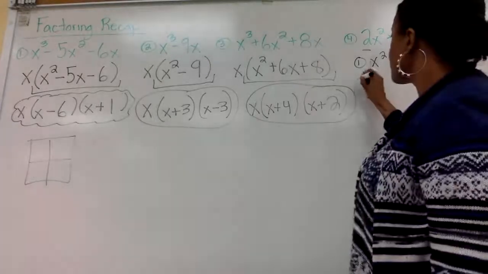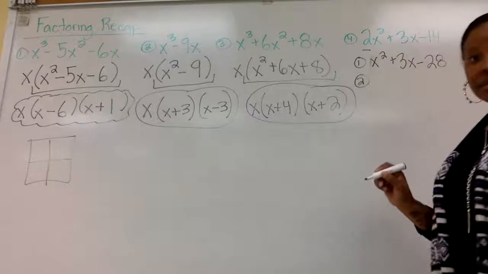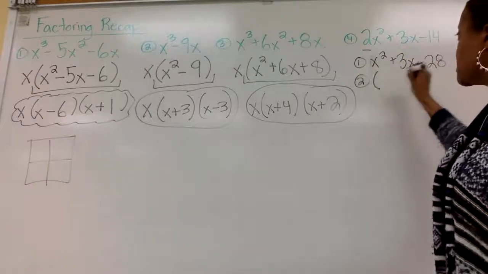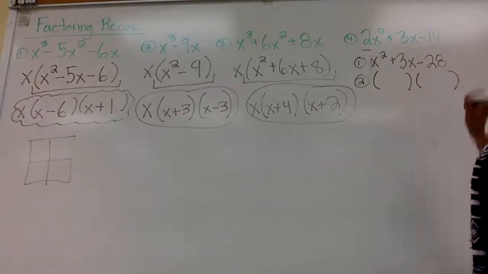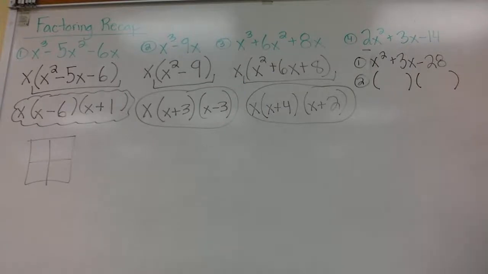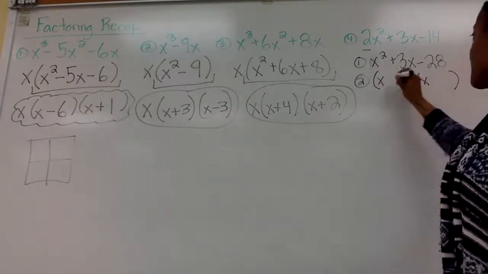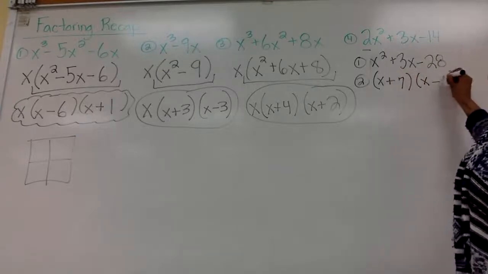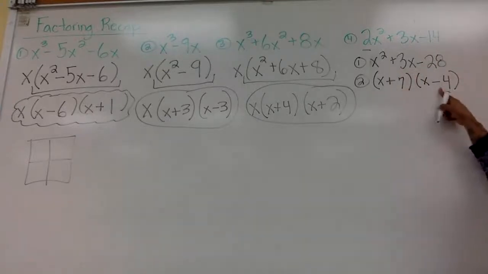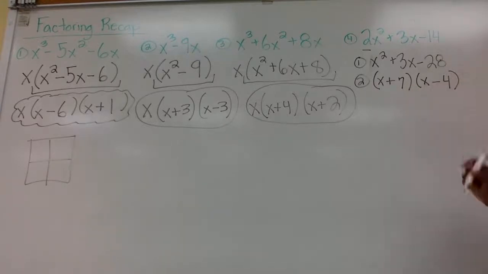Step 2, factor like normal. And when I say like normal, that's the parentheses. Two numbers that multiply to give me negative 28, add to give me 3. So those numbers are 7 and negative 4. 7 times negative 4 is negative 28. 7 plus negative 4 is 3.